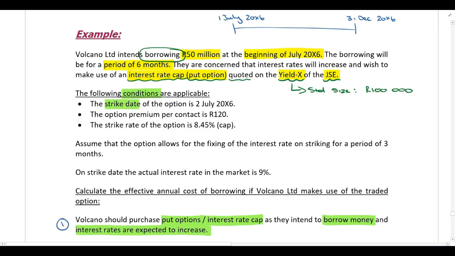The strike date is the 2nd of July 20x6. The option premium per contract is 120 Rand. And please remember, this premium is paid regardless of whether the contract is exercised or not. And lastly, we are told that the strike rate of the option is 8.45%. So that is their cap, meaning that is the maximum interest rate.